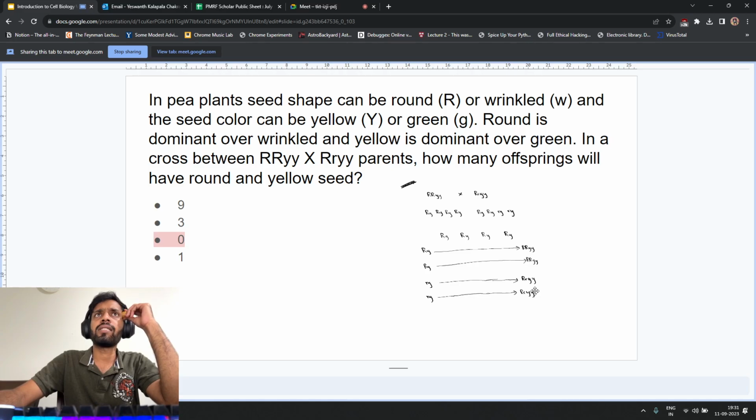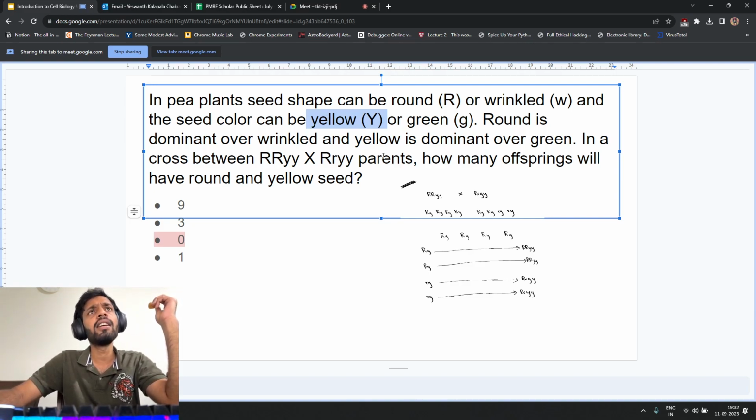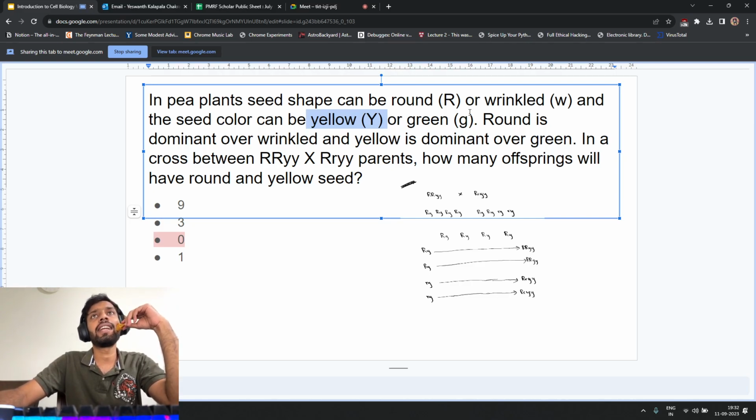all of the offsprings will have the recessive allele for color. So basically, none of the offsprings will have capital Y because there is no place where they can get a capital Y allele from these parents, right? Both the parents have recessive alleles for the color, so they cannot get the dominant allele for this color. So none of the offsprings will have the dominant allele for this color. So essentially, all the offsprings will be round and green.